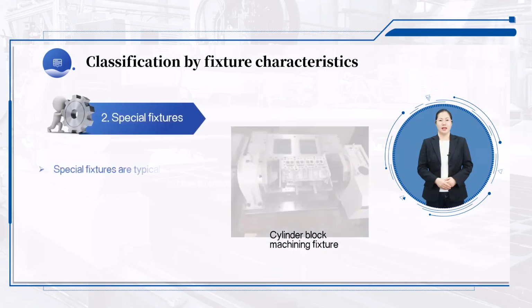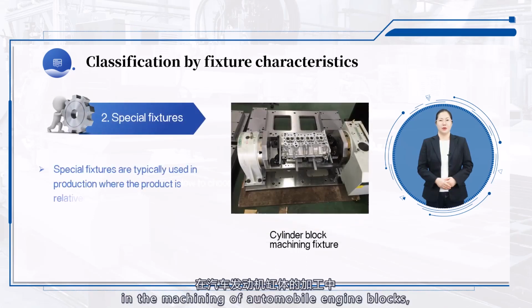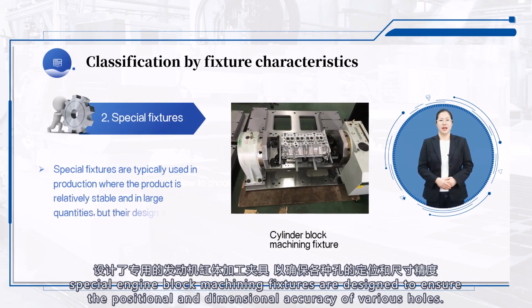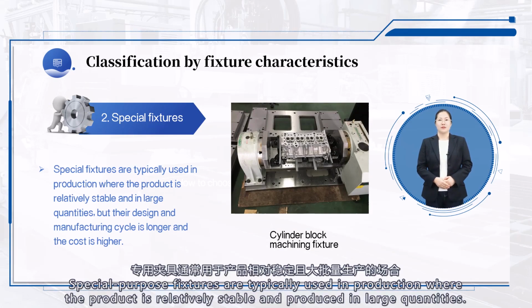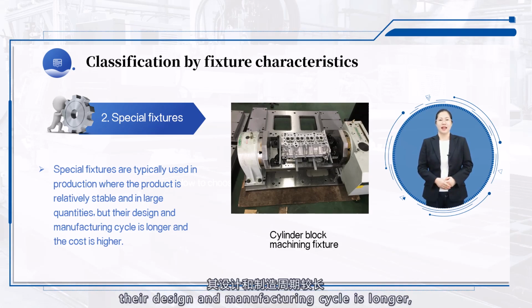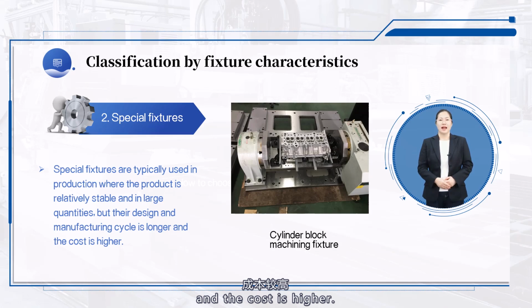For example, in the machining of automobile engine blocks, special engine block machining fixtures are designed to ensure the positional and the dimensional accuracy of various holes. Special-purpose fixtures are typically used in production where the product is relatively stable and produced in large quantities. However, their design and manufacturing cycle is longer and the cost is higher.